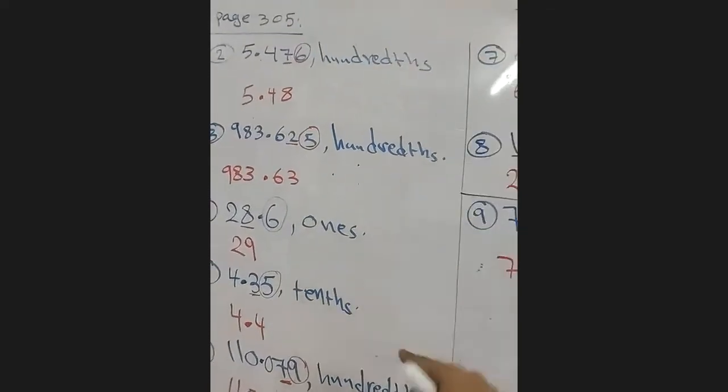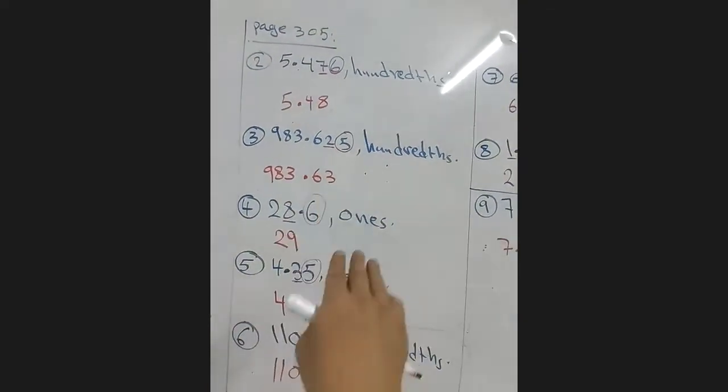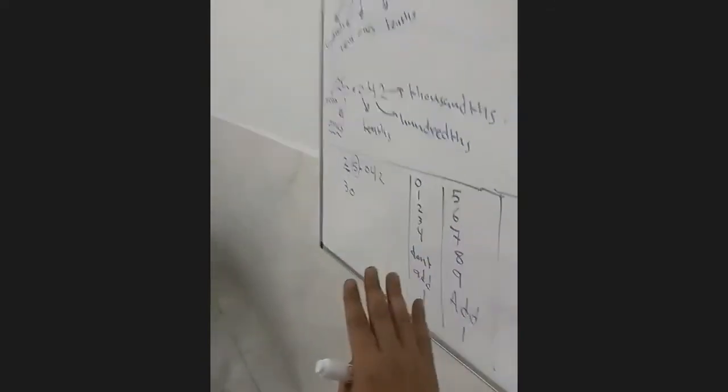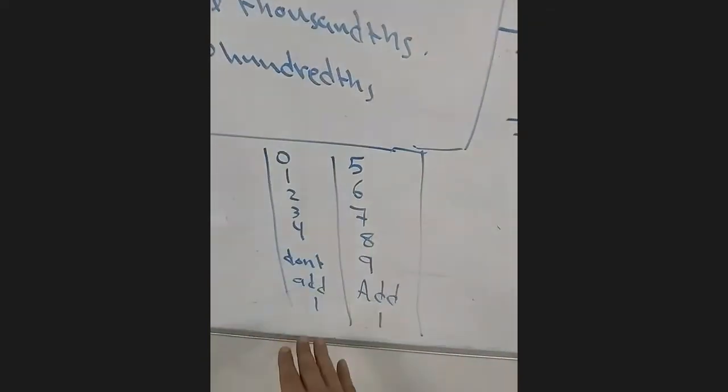This is how we round digits or decimals, guys, for the selected place values. So you select your number, take a look at the next number. Less than 5, you don't add 1. 5 and more, you add 1. That's all for this lesson.